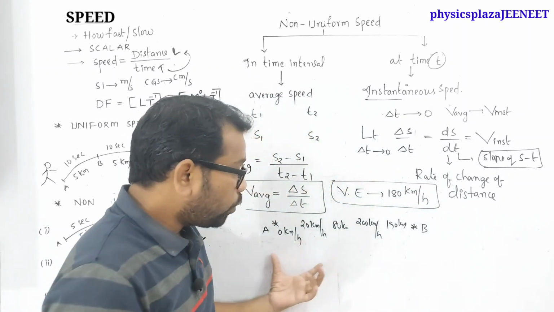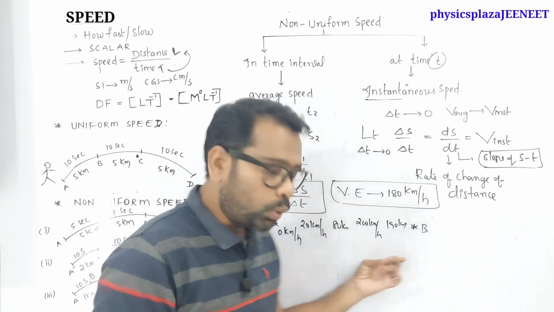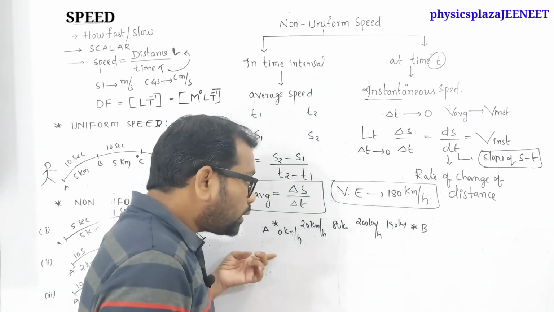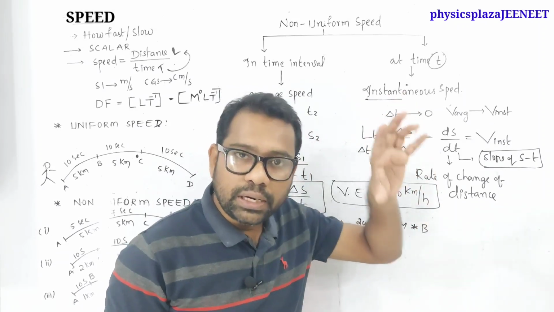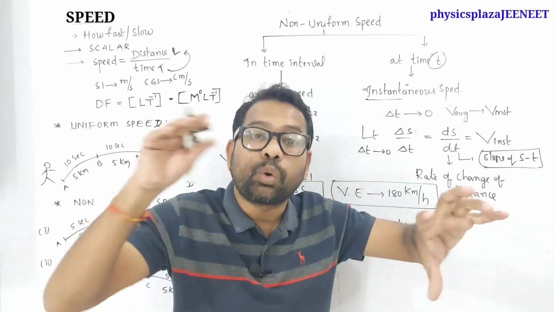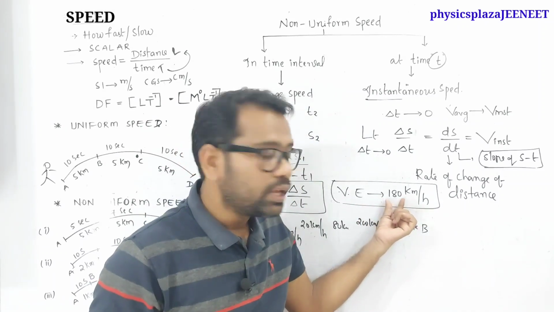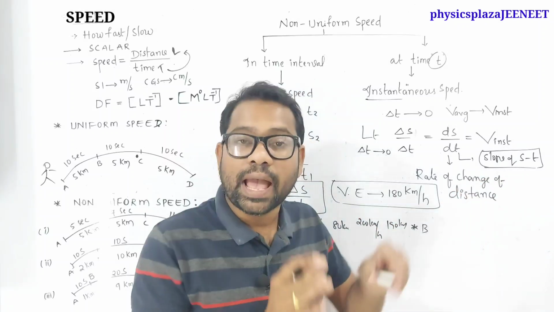So then what we do? Yes, we calculate the total distance traveled, and we calculate the total time taken between these two stations. The total distance divided by the total time will give you this. So whatever speed we are talking about, 180 km per hour, is average speed.